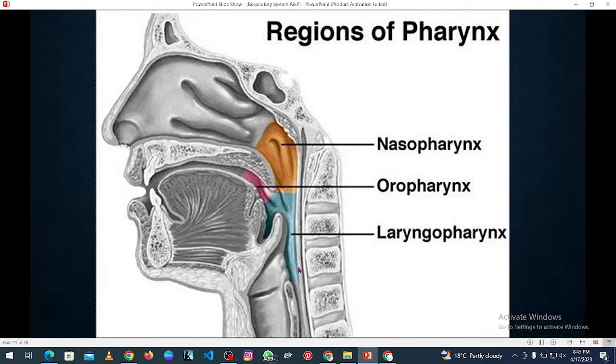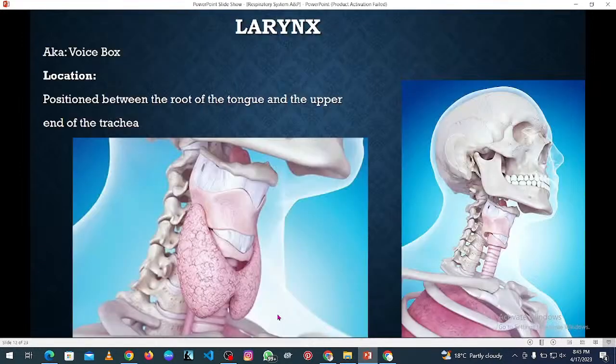The esophagus is posterior to the trachea, or behind the trachea. The trachea is in front. When breathing in, it will close the mouth so that air can be directed into the pharynx, into the larynx. So this one here is the larynx, and it's commonly known as the voice box.